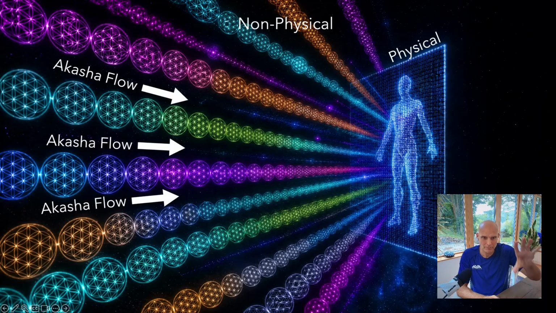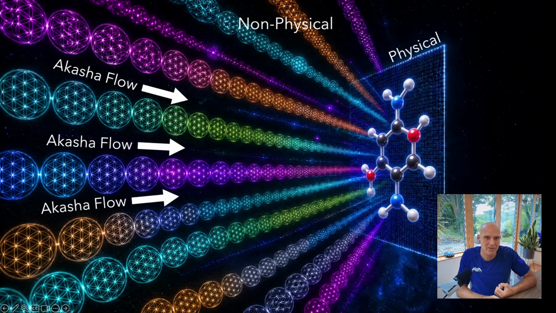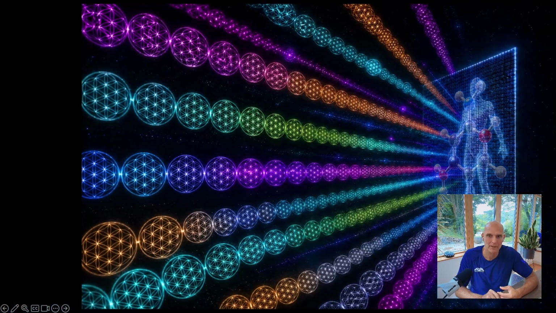So the akasha flow, these infinite non-physical circles, you could say, are manifesting a human body. So akasha is non-physical, and the body is physical. It's manifesting. And as you can see here, that includes molecules as well. The molecules within the body also have pixels and are being manifested. Everything in the human body is full of pixels being manifested.